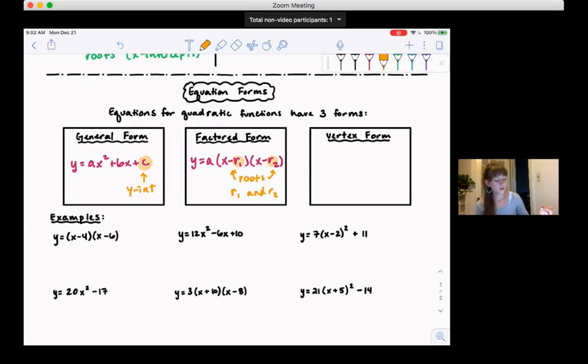And then finally, we have a form that tells us the vertex, and that's vertex form. So it looks like this: y equals a times x minus h all squared plus a number k. And obviously vertex form tells us the vertex, so this number h and that number k, those are the coordinates of the vertex.